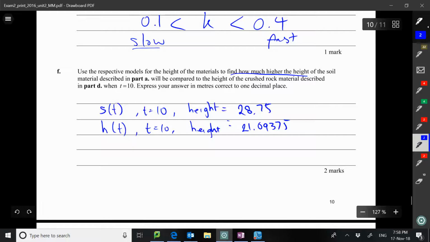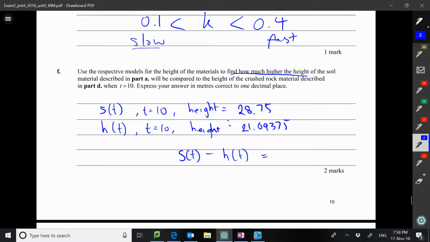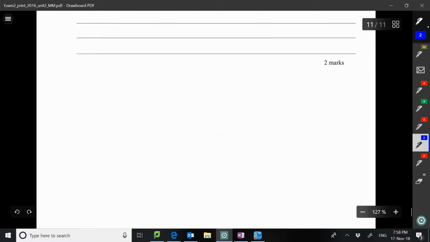And that's 21.09375. Now, to find which one's how much higher, well then it will just be s of t minus h of t, which is 28.75. Take away this answer, and that gives you, round to 1 decimal place, 7.7 meters. There you go. Done. Last question.